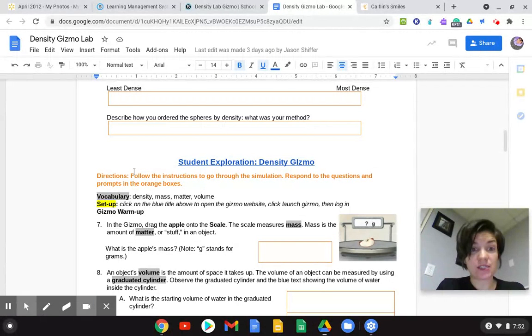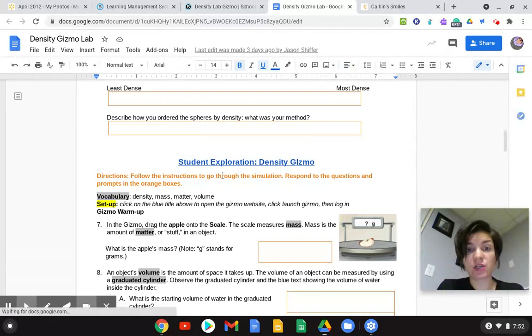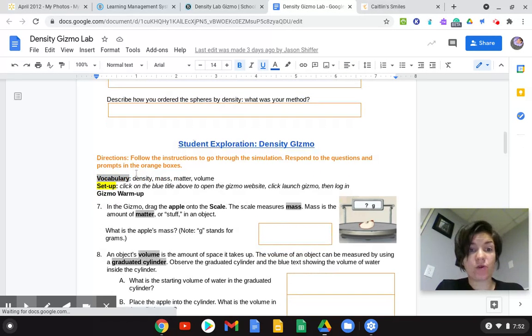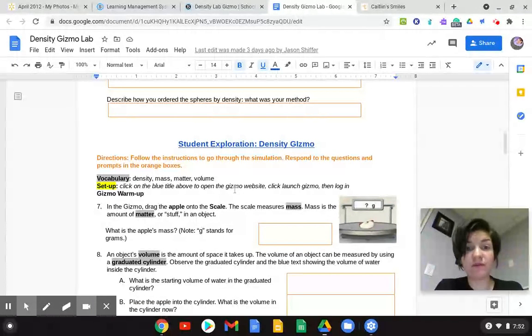Okay, so it says directions, follow the instructions to go through the simulation, respond to the questions and prompts in the orange boxes. So vocab, you have density, mass, matter, volume. Setup. Click on the blue title above to open the Gizmo website. So you'll open this bit.